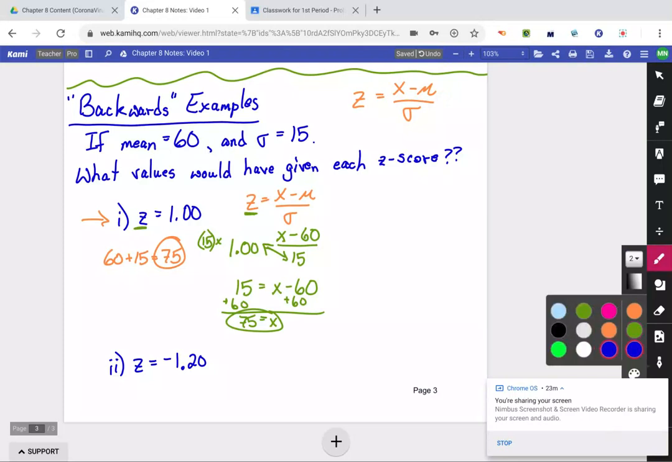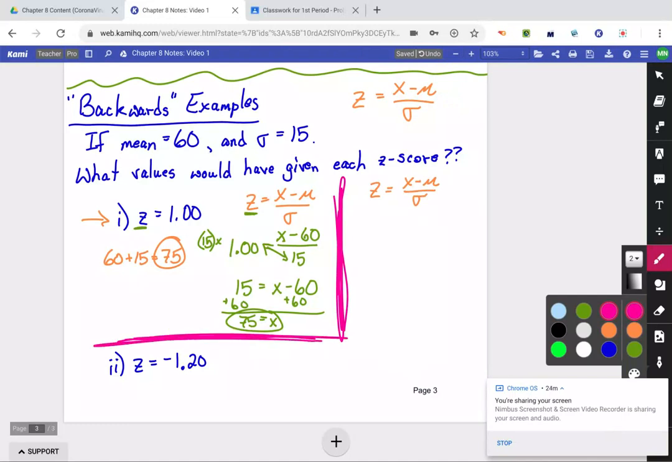Let me see if I can maybe separate this page a little bit, because I want to parallel that using the same exact formula for the second example. So not really writing it right below there, but more so off to the side so I can put it on the same page. So in this case, our z value is going to go where z is, so negative 1.20.